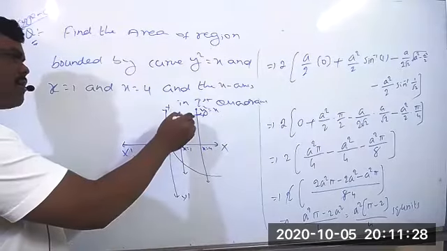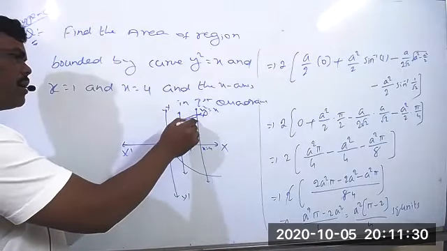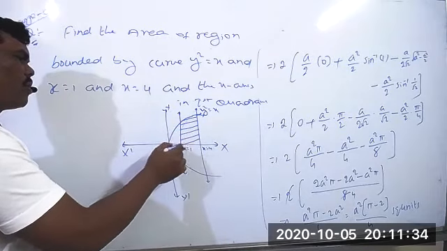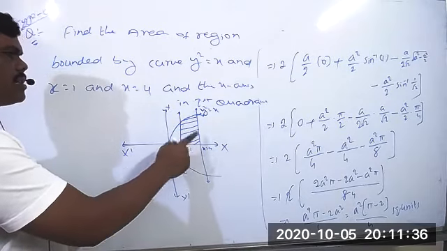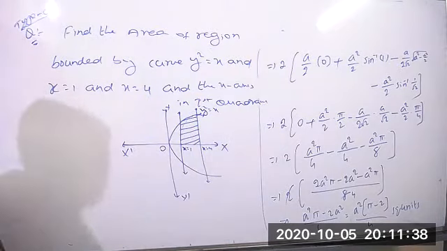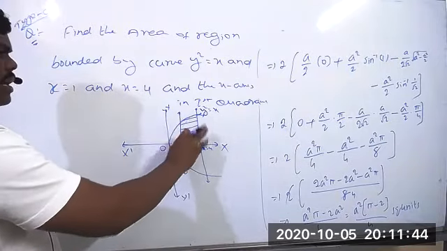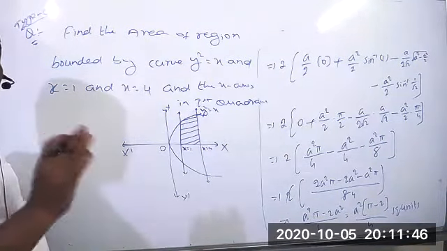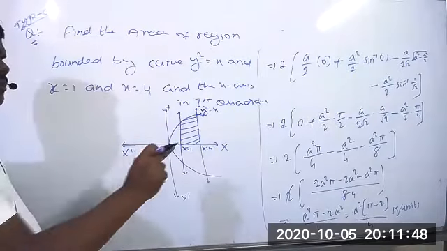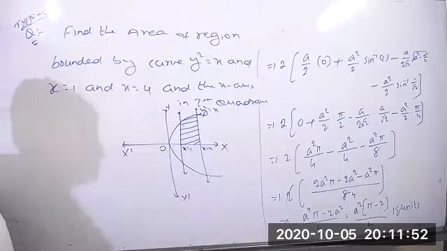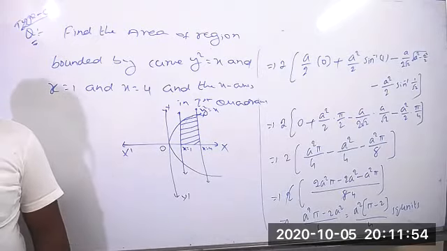Now, find the area bounded by a parabola, x equal to 1 and x equal to 4, and the x-axis in the first quadrant. That means clearly we have to find only this part. Now how to find this? We have to find this area, so what are the intervals here? Tell me, anyone.